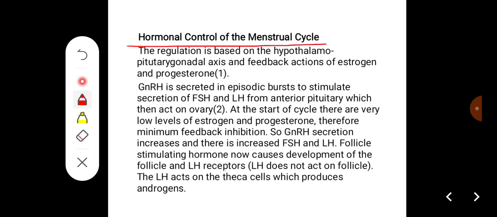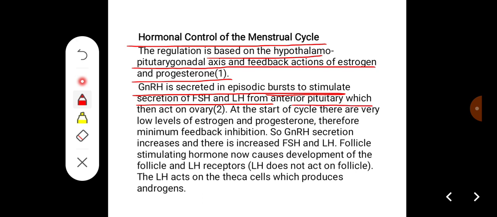Hormonal control of menstrual cycle. The regulation is based on the hypothalamo-pituitary gonadal axis and feedback actions of estrogen and progesterone. The gonadotropin releasing hormone is secreted in episodic bursts to stimulate secretion of LH and FSH from the anterior pituitary, which acts on the ovary.